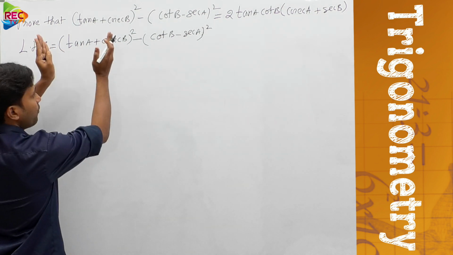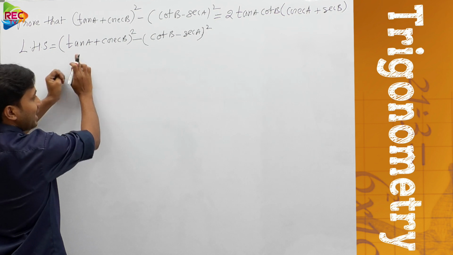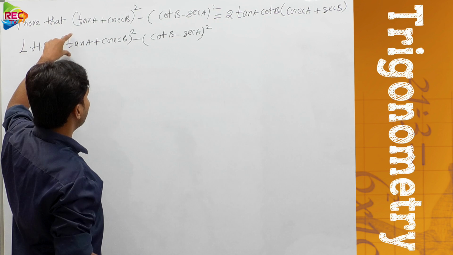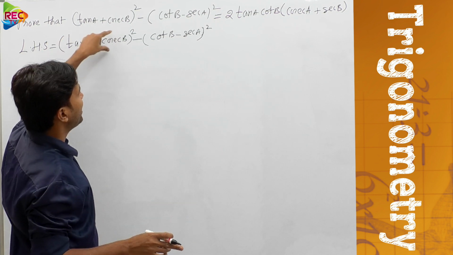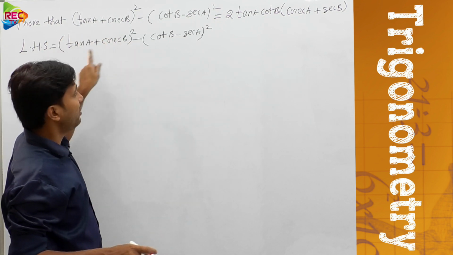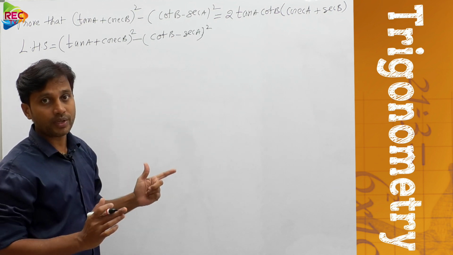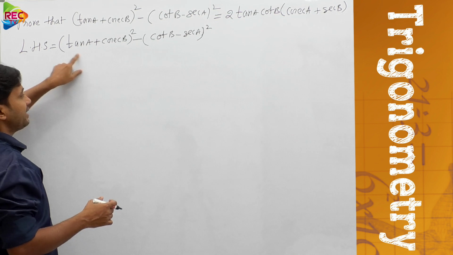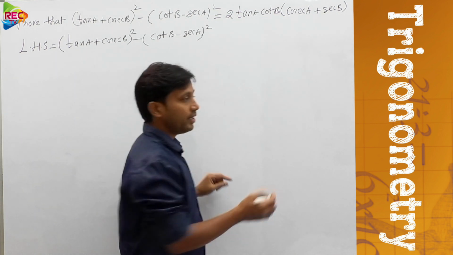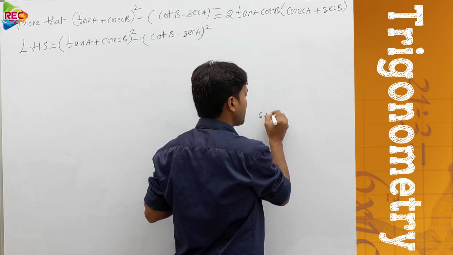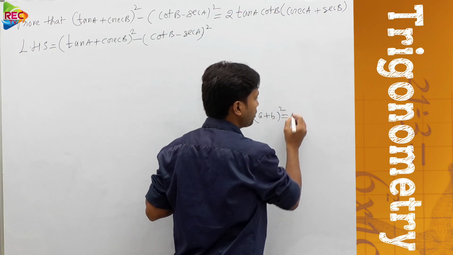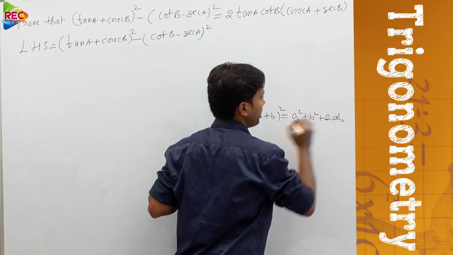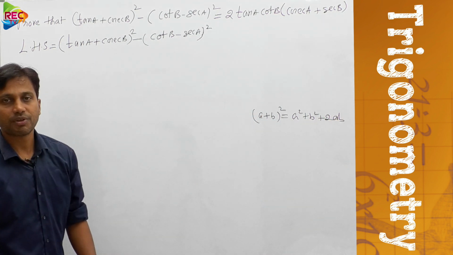Go for the solving of the first bracket. Now identify in which form it is. If you consider tan A as A and cosec B as B, then is this in the form of (A + B)² or not? So here we can expand this in the form of (A + B)². And what is the expansion of (A + B)² according to algebra? A² + B² + 2AB.